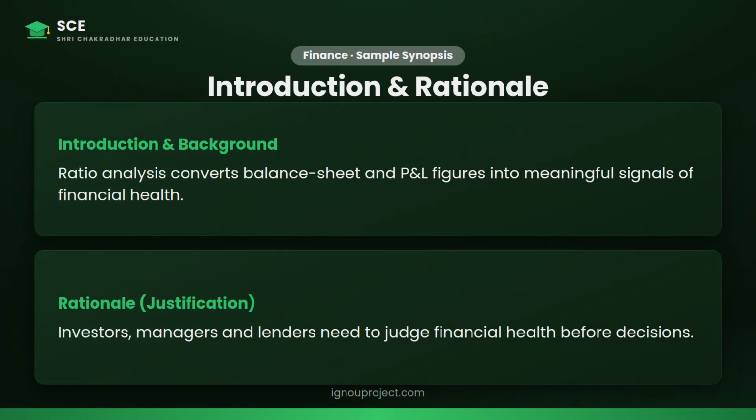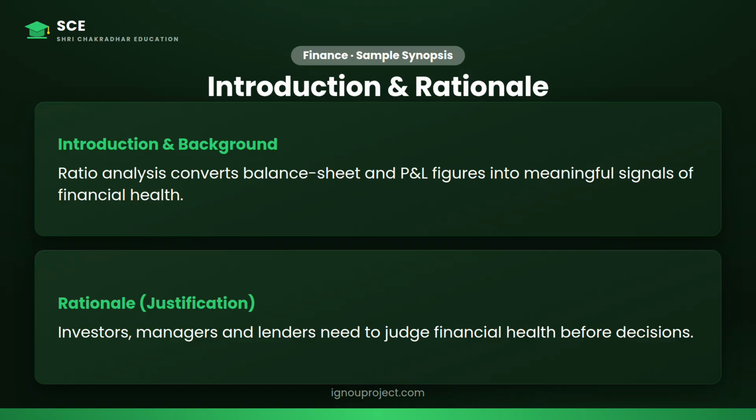Next, the introduction and background. Financial performance shows how well a company uses its resources to earn profit and create value. Ratio analysis is a widely used tool that converts figures from the balance sheet and profit and loss account into meaningful ratios, such as liquidity, profitability, and solvency ratios. This study analyses the financial performance of a selected company over a 5-year period using these ratios.